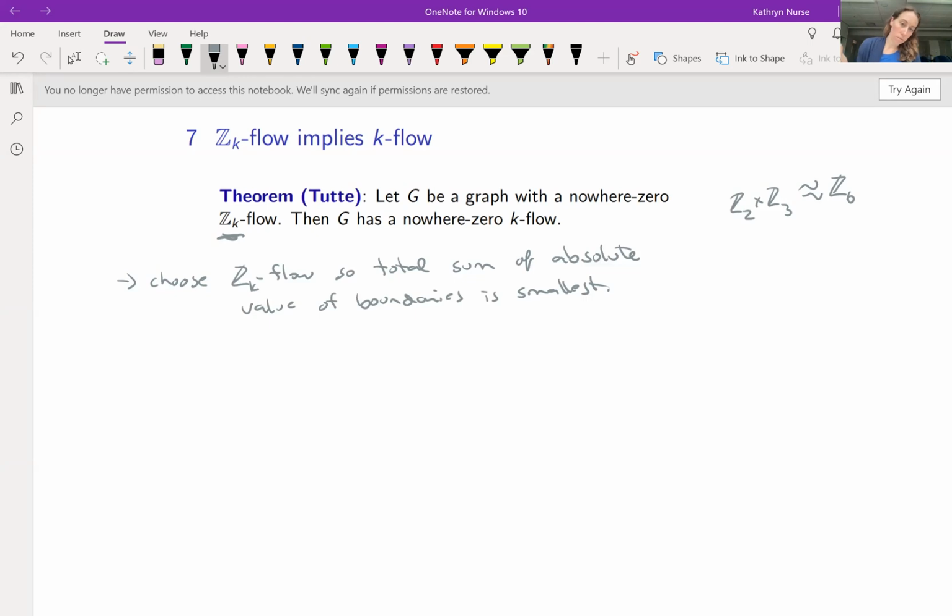Okay, so if the sum of the absolute value of all the boundaries is 0, then we really have a Z_K flow. Maybe I said this badly. I choose a Z_K flow, but then I add the boundaries in Z. So there must exist some vertex that has positive boundary. We'll call that V.